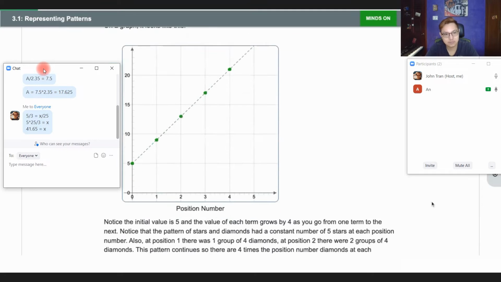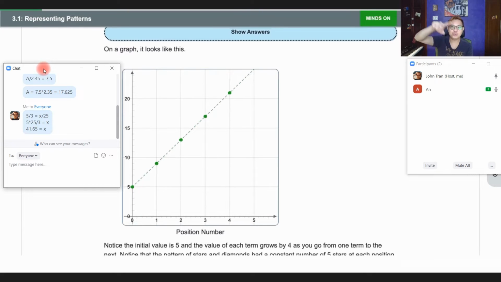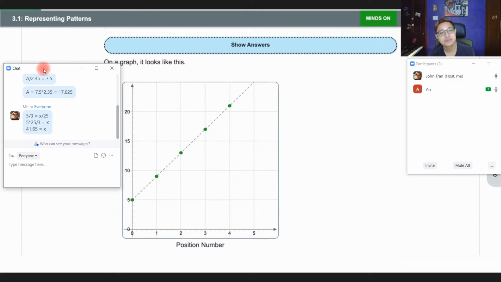And on the graph, it looks like this. On the graph it looks like this, and another one is just a flat line like that, right? Yeah, because it doesn't change. The other one is just a flat line like that, and the other one is going up like that. Yeah, so it's like a pattern. Of course, there's a pattern.